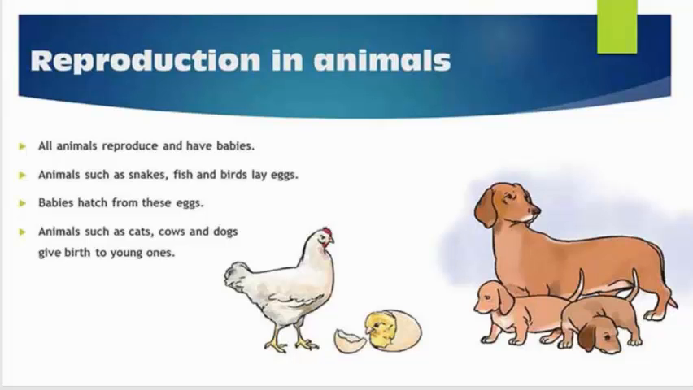Now, reproduction in animals. All animals reproduce and have babies. Animals such as snakes, fish and birds lay eggs. Babies hatch from these eggs. Animals such as cats, cows and dogs give birth to their young ones.